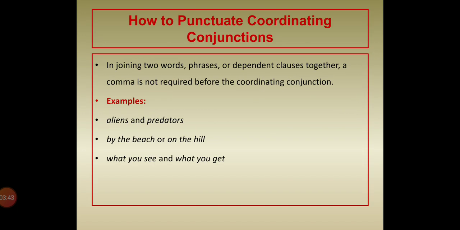Now we will see how to punctuate coordinating conjunctions. In joining two words, phrases, or dependent clauses together, a comma is not required before the coordinating conjunction. Examples are: aliens and predators, by the beach or on the hill, what you see and what you get. So we have not used any comma here.